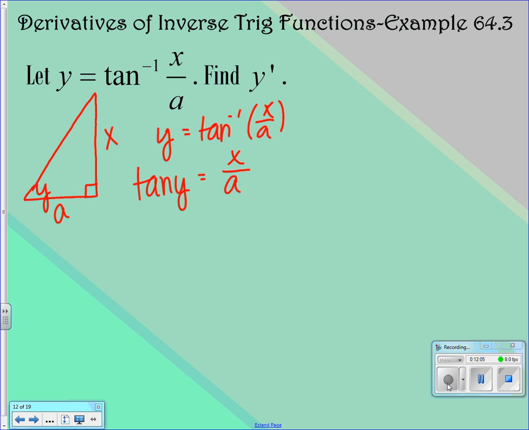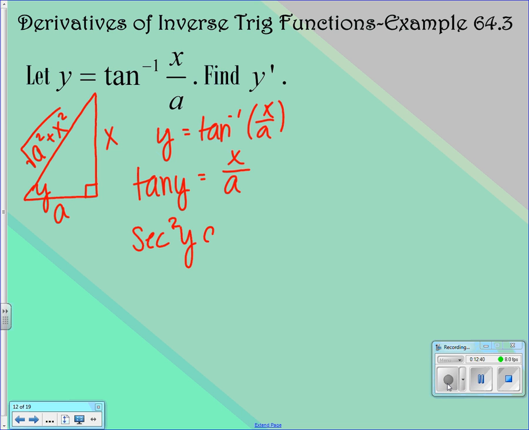Notice that every time we've used an angle y, but the placement for the x and the a have changed, depending on if we're dealing with sine, cosine, or tangent. So our angle's always been y, but the x and the a change depending on what trig function you have. So the hypotenuse is going to be the square root of a squared plus x squared. So the derivative of tangent, that's one that you're supposed to have memorized. Some of you have, some of you have not, but the derivative of tangent is secant squared.